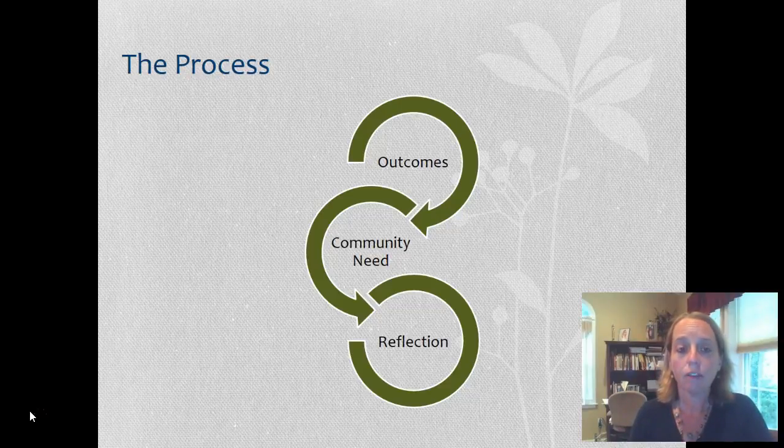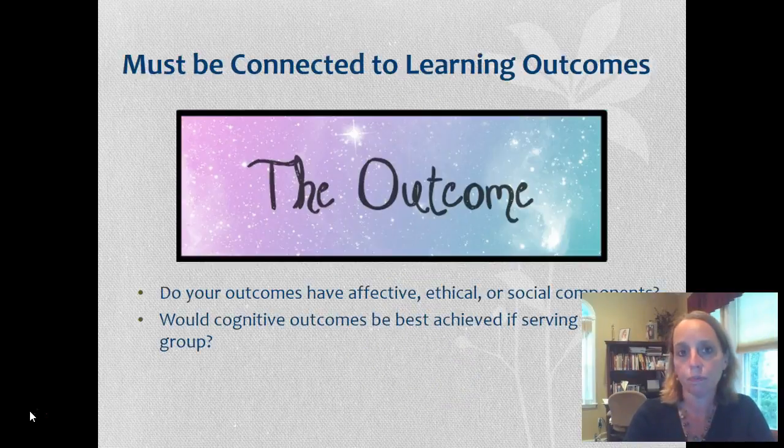And then the other really important part is reflection, and that's where the learning component kind of falls. You're engaged in this wonderful community service that you're doing, but you have to then make some cognitive connections between the work that you're doing there and the content that you're learning in class. And that usually happens through the process of reflection.